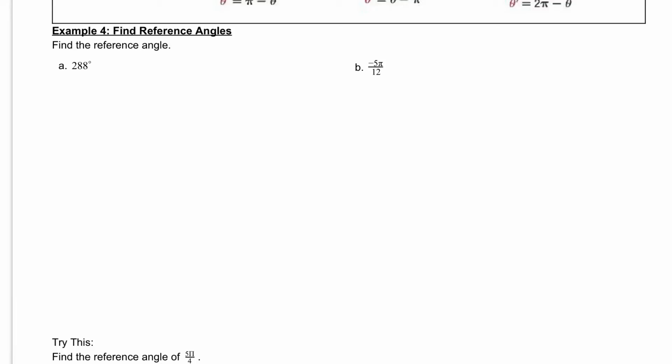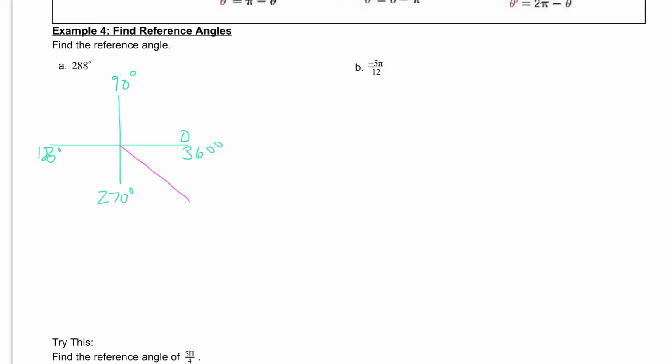If I want to find the reference angle of 288 degrees, I'm first going to go ahead and plot where that angle is. So here's my coordinate plane, thinking about our degrees, here's 0 degrees, 90 degrees, 180 degrees, 270 degrees, and all the way around is 360 degrees. And what I'm looking at is 288 degrees, which is going to be somewhere between 270 and 360, so it's going to be in the 4th quadrant.